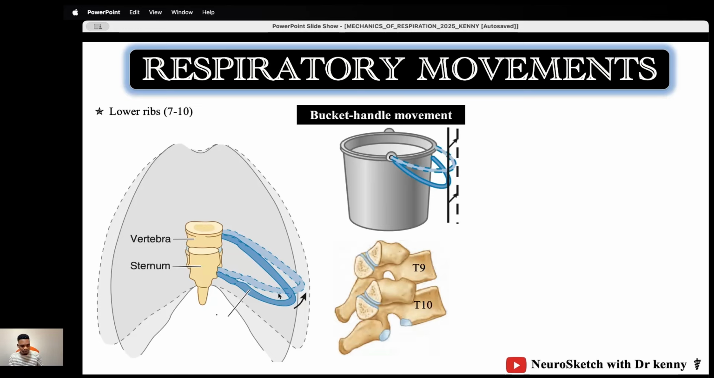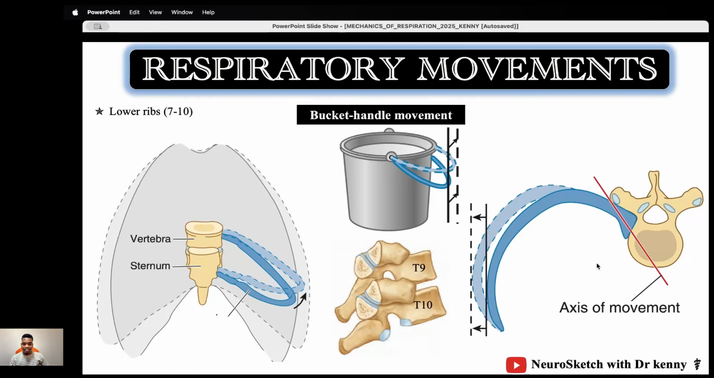This is also the same with the ribs, because the sternal end and the vertebral end are all fixed, and it's only the lateral part of the rib cage that is moving. The lateral part of the rib is moving and gives an impression of a bucket handle, because the joint here is a plane joint. It's not the same as that one. So this results in an increase in the transverse diameter.